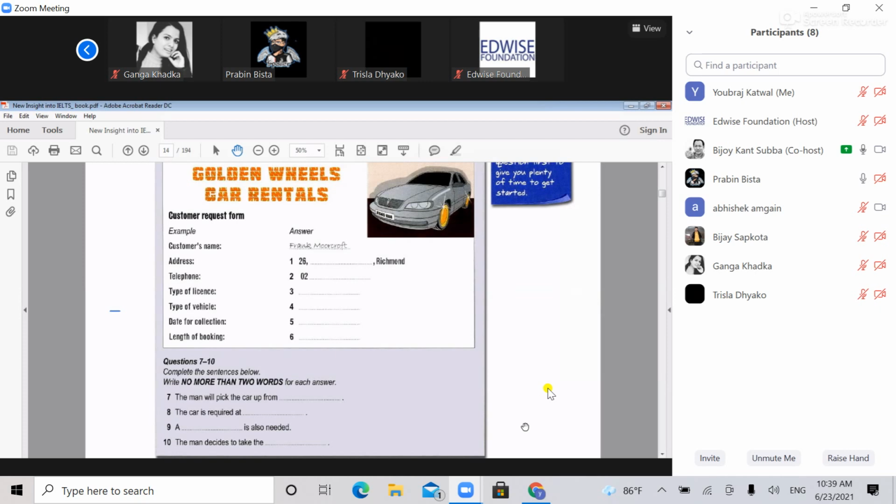So you're just filling in some specific information. Frank Moorcroft, address, telephone number. So now look at it. We'll have to try to guess for the answers. For example, address: it's probably a number, and somebody, you're going to hear a word. If it's a word, it's probably going to be a proper noun. Telephone number, we know we're going to hear numbers. Type of license, probably a noun. Type of vehicle, name of the vehicle, so that's going to be a noun. Date of collection, number. Length of booking, maybe number. So at least these are things we can guess beforehand.